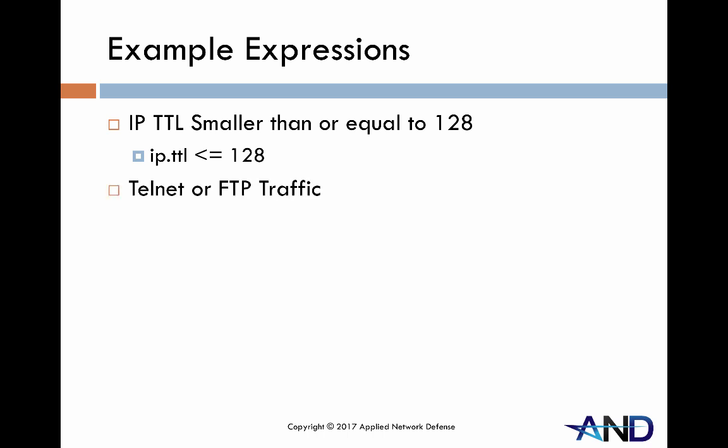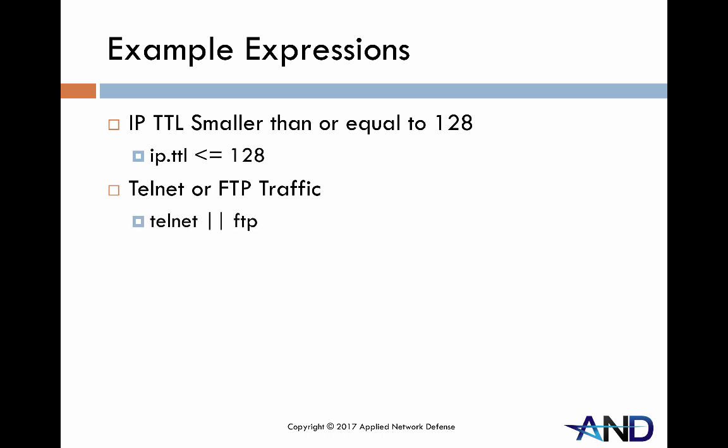Next up, I want to match any packet that is either telnet or FTP traffic. I'm fine with either one of them. It doesn't have to be both. That would make a lot of sense, but any packet that is either one of those two things. So what would that filter look like?